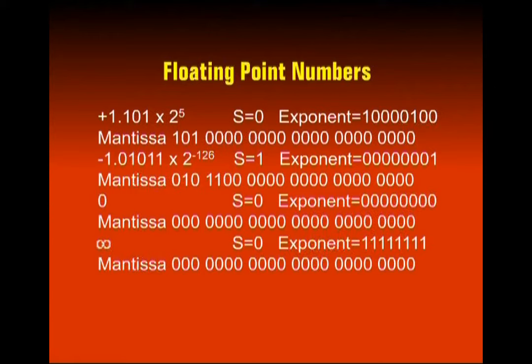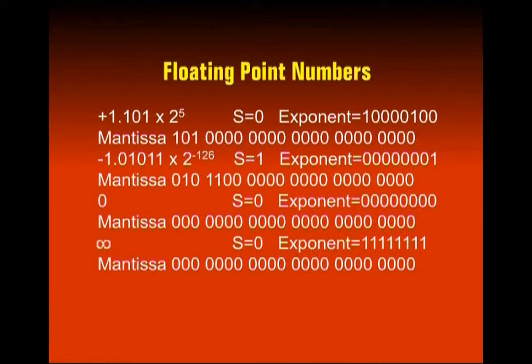Consider the second example. The number is minus 1.010 11 into 2 power minus 126. What is the sign bit? The sign bit is 1 because the number is negative. What is the exponent value? Well, the exponent is negative 126. Since we are using biased 127 number system, you add the number 127 to minus 126. The result is 1. So the exponent field has the value 1.